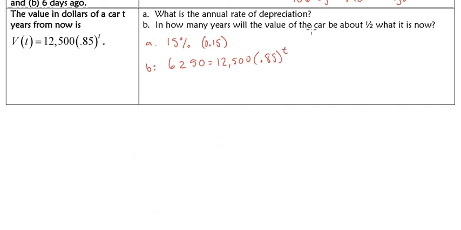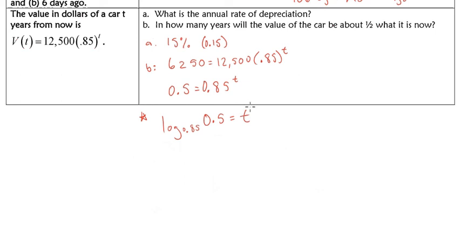So we would divide each side by 12,500 and get that we have 0.5 equals 0.85 to the t power. But this is something we're going to need logarithms to solve. This would be log base 0.85 of 0.5 is equal to t.